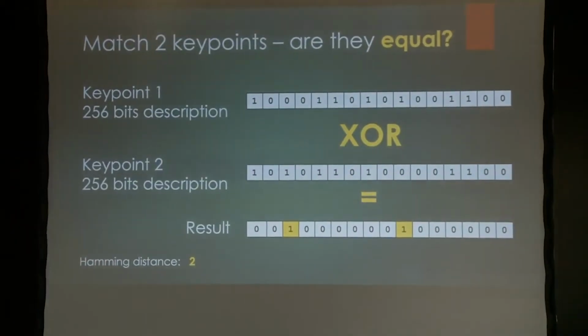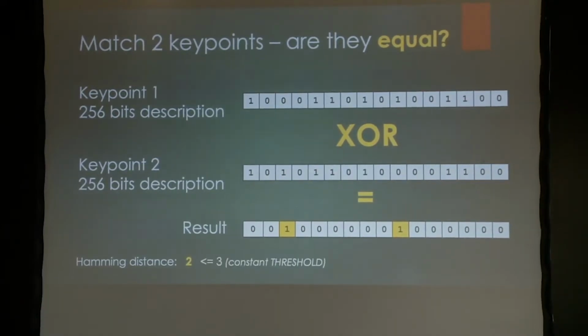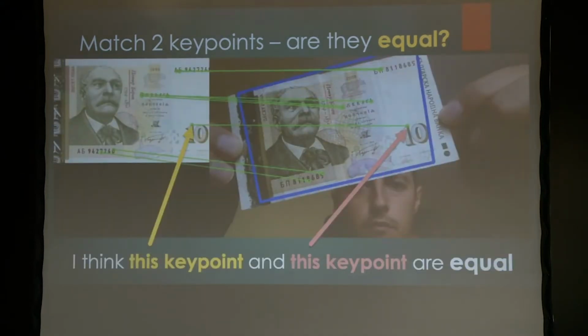And then we do something pretty simple and straightforward. We just use a constant threshold that we have to think out, say 3. Anything that has a Hamming distance of less than 3, we say that it's a match. This one has a Hamming distance of 2. It's less than 3, so we say, okay, these 2 key points match. They're equal. In an image, what does that mean? Well, if this is one of the key points, and this is the other key point, if we find a match, we draw a green line, which means we have found a key point on the left image and a key point on the right image that are equal. I think that these 2 key points are equal.